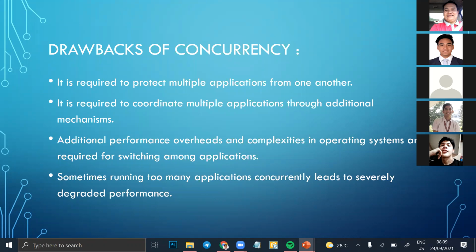And the last one is sometimes running too many applications concurrently leads to severely degraded performance, because not all operating systems can handle so many commands or so many applications running at the same time. It still depends on what kind of operating system you have on your computer, or what the level of the operating system is that you have on your computer.